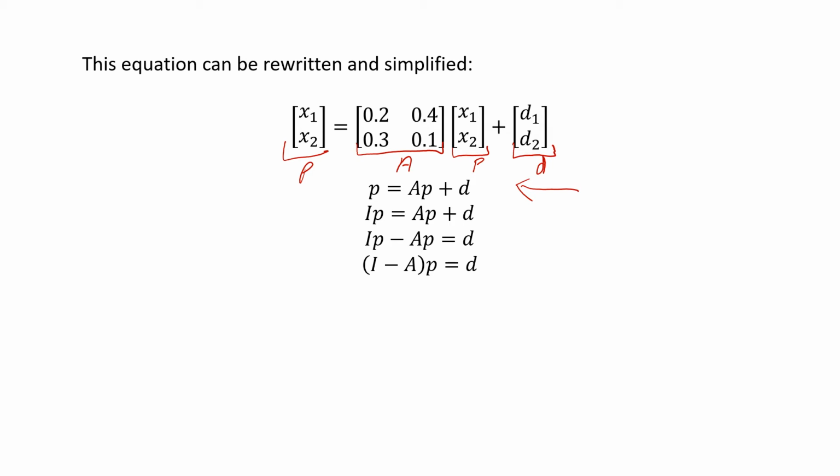Well, P is the same as I times P. So we can rewrite it: I times P equals A times P plus D. Now take the AP over to the other side. We get IP minus AP equals D.